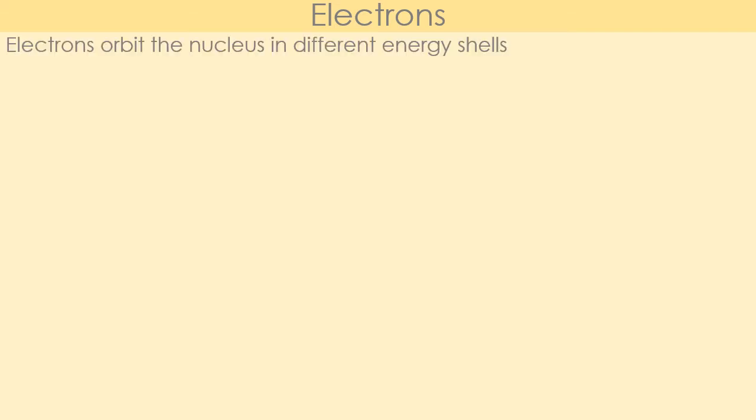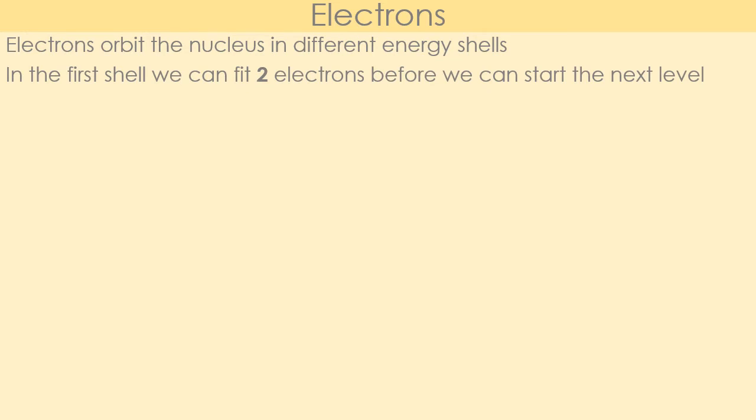We're now going to have a little look at electrons and what's going on with them. Electrons orbit the nucleus in different energy shells. They're not in the nucleus itself, they're going around the outside. And we have a pattern that we can follow.